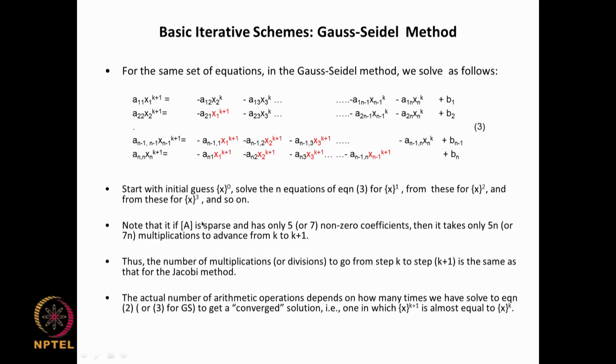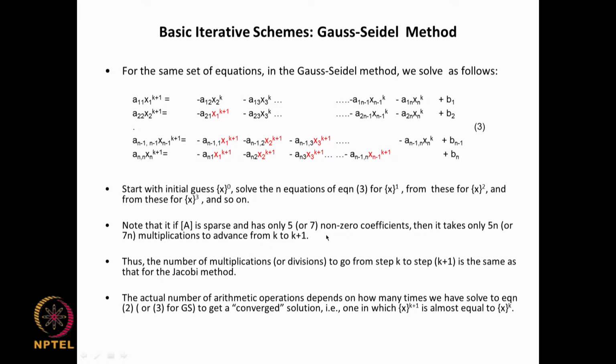And again, if A is sparse, we do not have to do it for all of these, and we have only 5 or 7n number of non-zero coefficients, then it takes only 5n or 7n multiplications. So, that means that we are really taking advantage of sparsity here, and the Gauss-Seidel method will consume exactly the same number of arithmetic operations as the Jacobi method to advance from step k to step k plus 1.